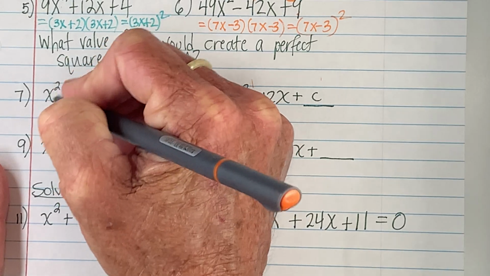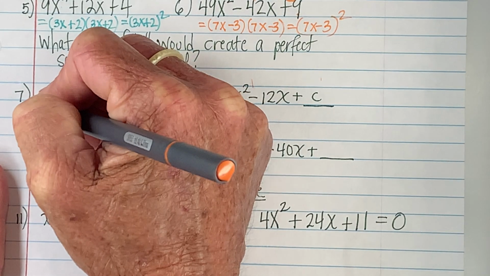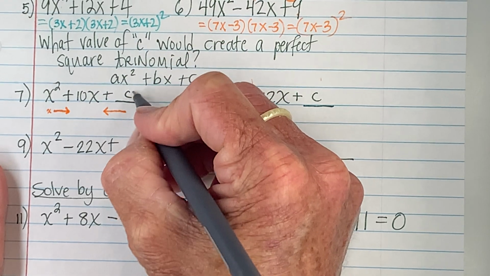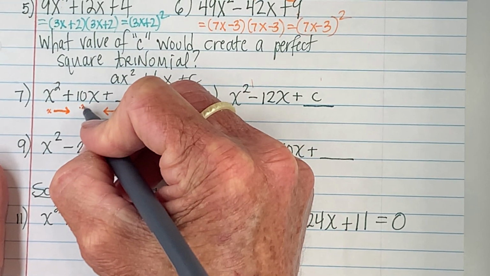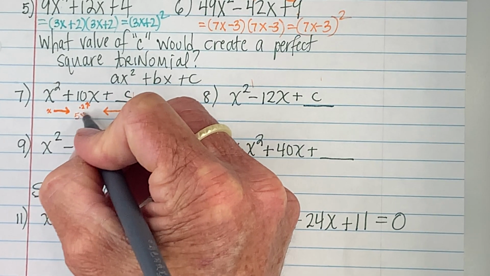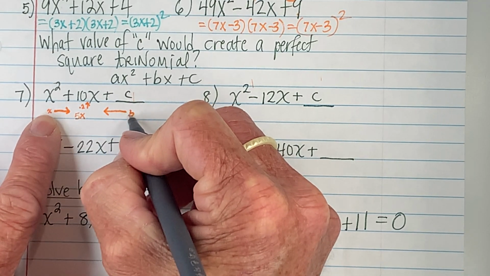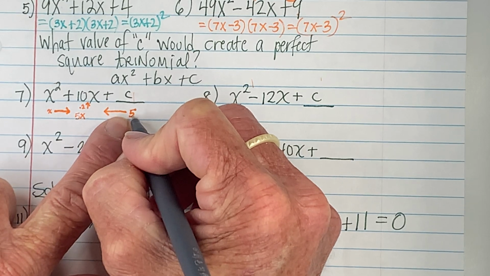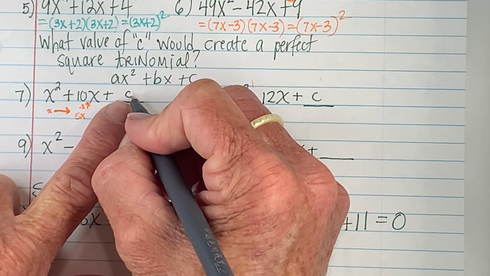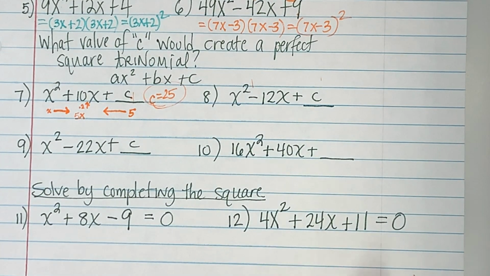All right, it starts with a perfect square, yes? What times itself gives us x squared? Just an x. I know that I'm going to multiply that by the square root of this number, and when I double it, I want to get 10x. Well, if I double 5x, that would give me 10x. And in order for this to be 5x, this would need to be a positive 5. And the square root of what number would result in 5? That would need to be a 25. C would need to equal 25 in this case in order for it to be a perfect square trinomial.